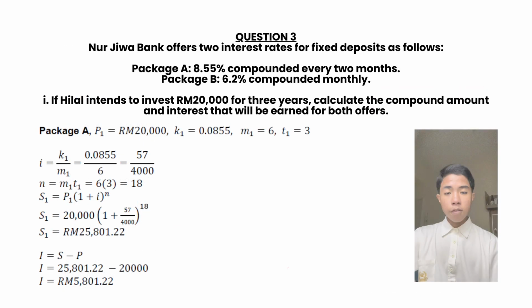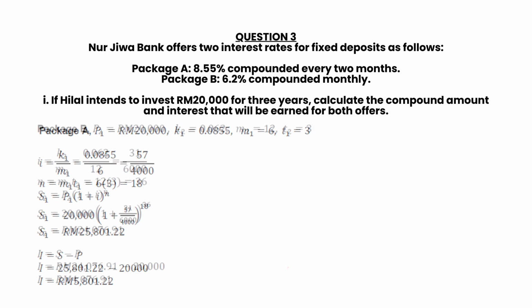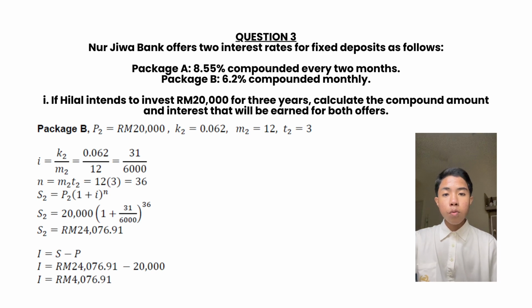142,365.45. For the third question, Knowledgeable Bank offers 2 interest packages for fixed deposit as follows. For package A, 8.55% compounded every 2 months. For package B, 6.2% compounded monthly. For this question, we use 2 formulas: number 1 is for compound interest, S equals P open bracket 1 plus i close bracket to the power of n, and the second one is I equals S minus P for the interest earned formula. As simple as that, we just need to fill in the information provided into the formula, and then we will get the right answer.